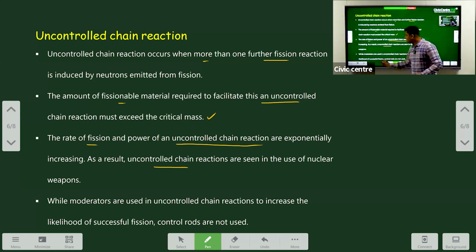At the same time, for this, moderators are used. Now, what is the purpose of these moderators? The purpose of moderators is to moderate the reaction by moderating the speed of neutrons, which we'll talk about later. So, moderators are used in the uncontrolled chain reactions to increase the likelihood of successful fission. Control rods are not used. The control rods take away the extra neutrons and make it a controlled chain reaction. Whereas the moderators are used in both controlled and uncontrolled nuclear fission reactions, because these moderators increase the efficiency of the working of the cycle, right?